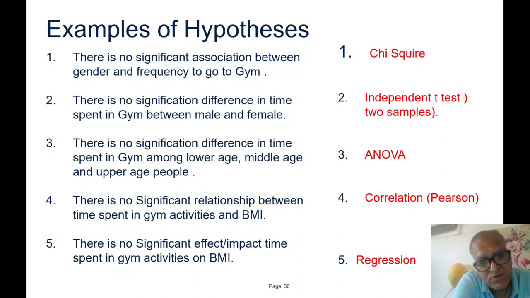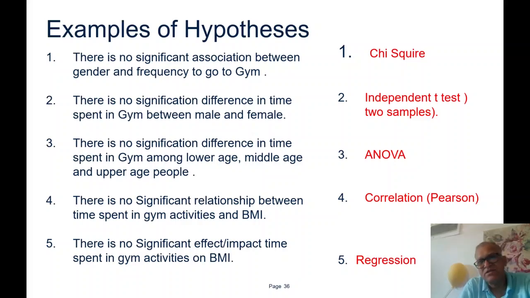Fourth null hypothesis, for example: there is no significant relationship between time spent in gym activities and body mass index. So for the relationship between time and BMI, both are measured as metric or scale variables. So the test is the Pearson correlation test. On the other hand, hypothesis 5: there is no significant effect or impact of time spent in gym activities on body mass index. The test is the regression test.